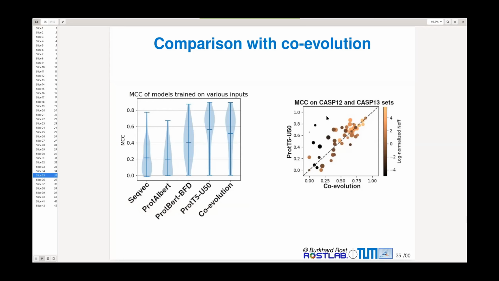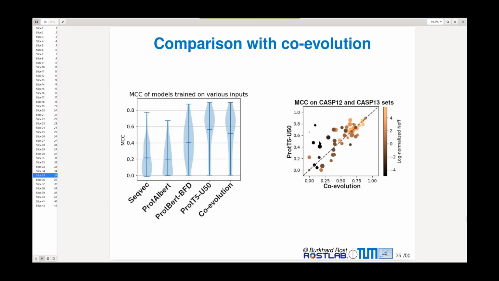And if we look at this in a more detailed view, this is a zoomed-in version of the comparison between these two. So you see co-evolution here on the x-axis and ProtT5, our newest approach, on the y-axis. And we're showing the MCC on individual samples of CASP12 and CASP13. So each dot is one sample. The dot size indicates the protein length, just to have an indication here. This one here, for example, is a tiny protein. And the color of the dots indicates the number of effective sequences in the underlying MSA. So this is, of course, only relevant for the co-evolution approach, because for ProtT5, we're not using any MSAs.